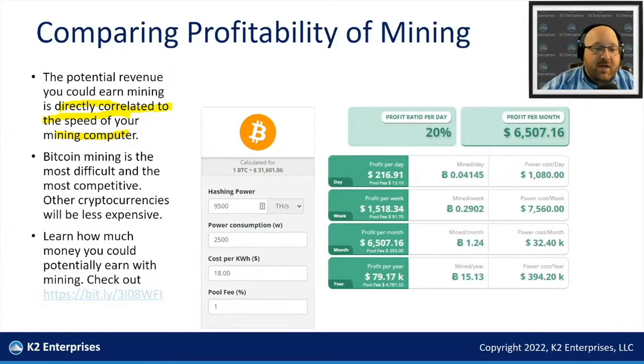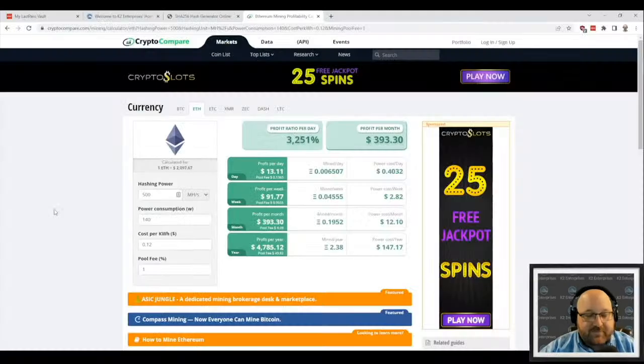Now, you can also mine different types of cryptocurrency. Bitcoin is going to be the most difficult. It's going to be the most competitive. Other cryptocurrencies will be less expensive. And there are tools, which we're going to take a look at in a moment, that can help you estimate what your potential cost as well as your savings might be. Let's go take a look at this.